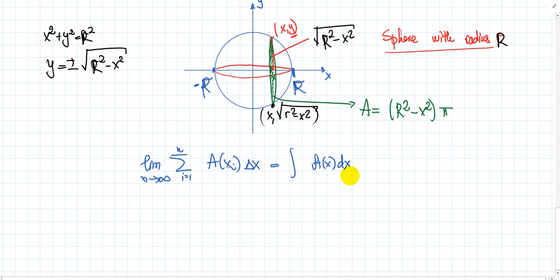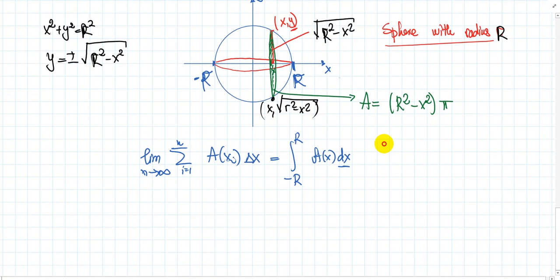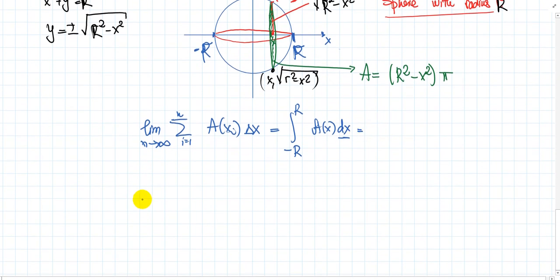So dx means how the x changes. For this function A of x, how can I change the x? From which value to which value? From minus R to R, right? That's it. Let's integrate this. So this is equal to the integration from minus R to R of R squared minus x squared, multiplied by pi, dx.